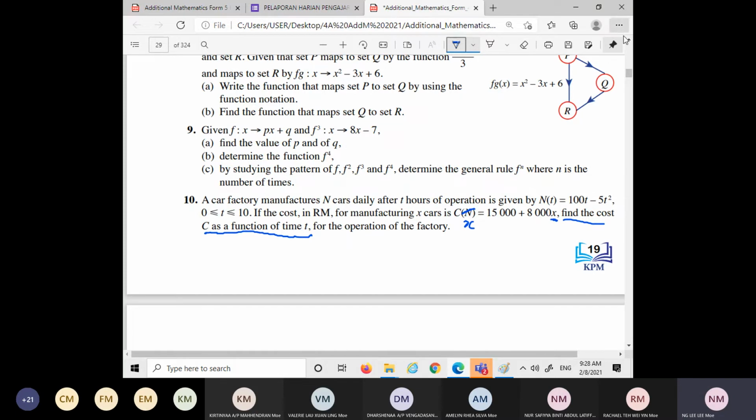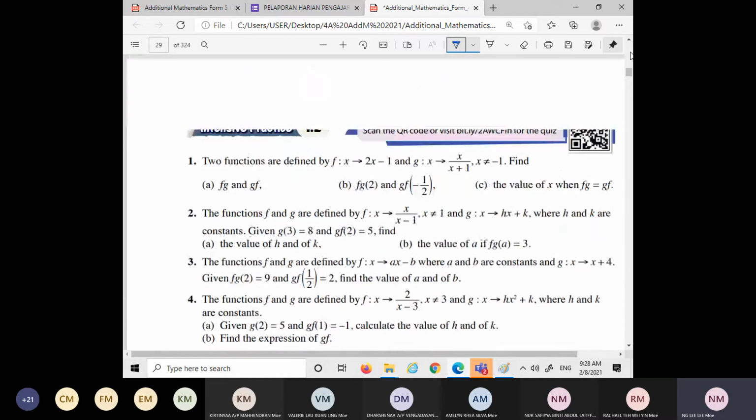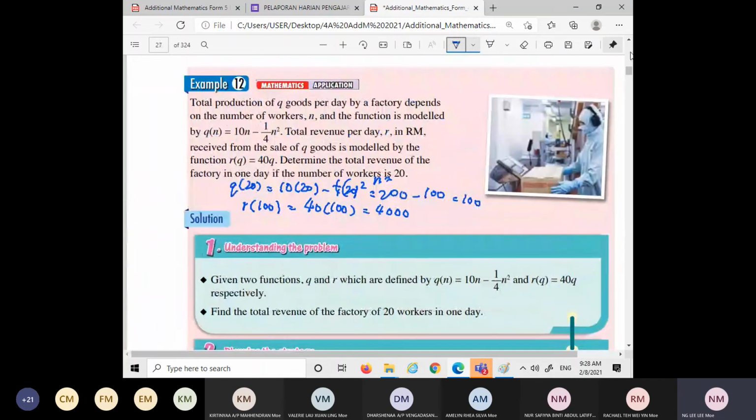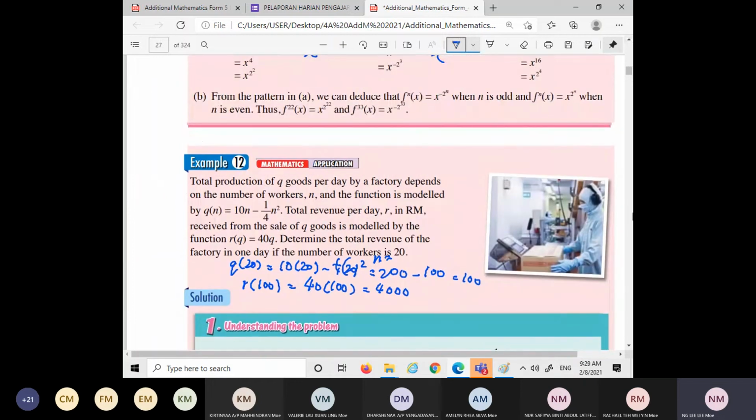So let's say just now that question, this question they ask for the composite function. So what are you going to do? I'll show you. I hope here I got space. So this one actually starts from here. This one is just a concept to make you understand.